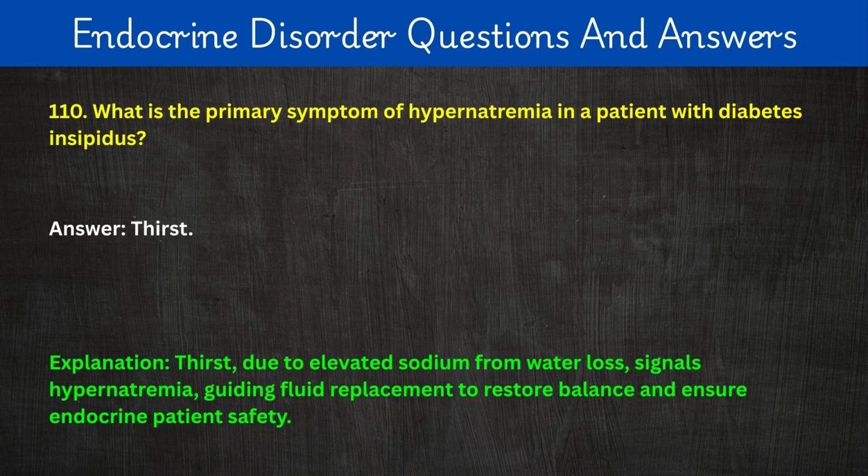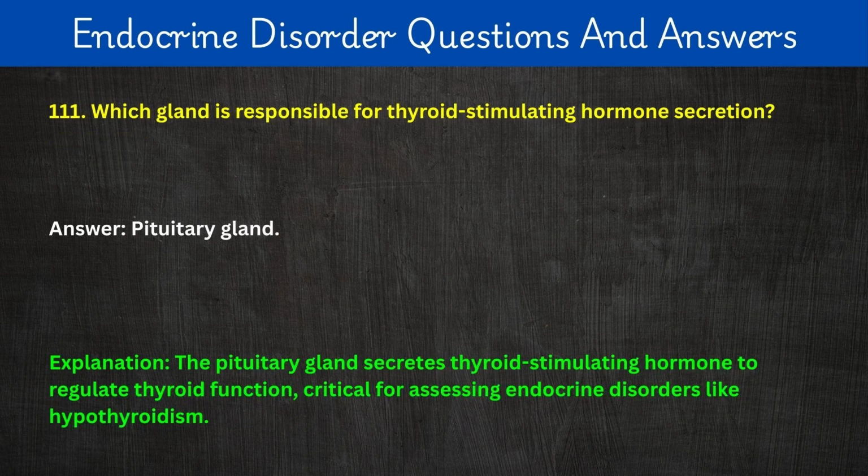110. What is the primary symptom of hypernatremia in a patient with diabetes insipidus? Answer: thirst. Explanation: thirst, due to elevated sodium from water loss, signals hypernatremia, guiding fluid replacement to restore balance and ensure endocrine patient safety.